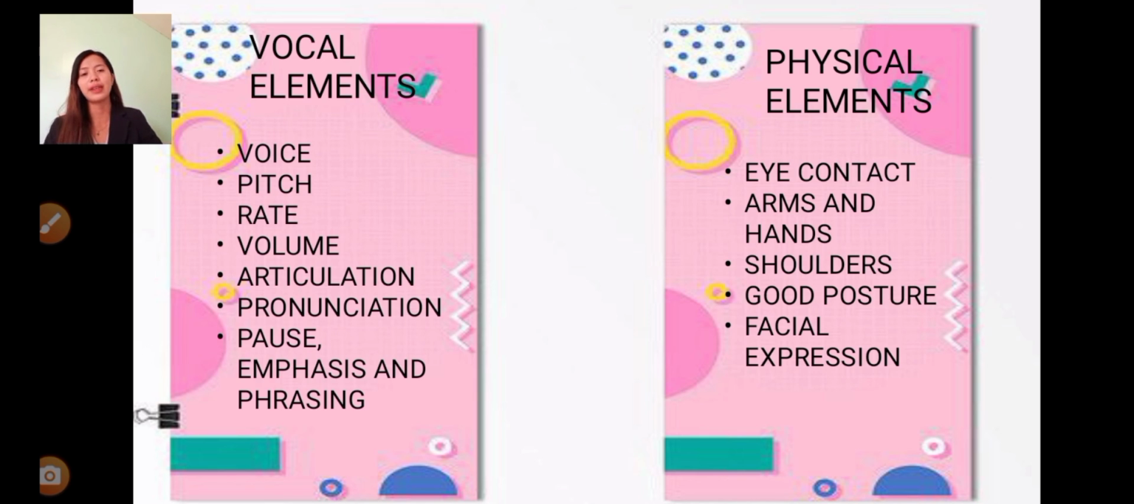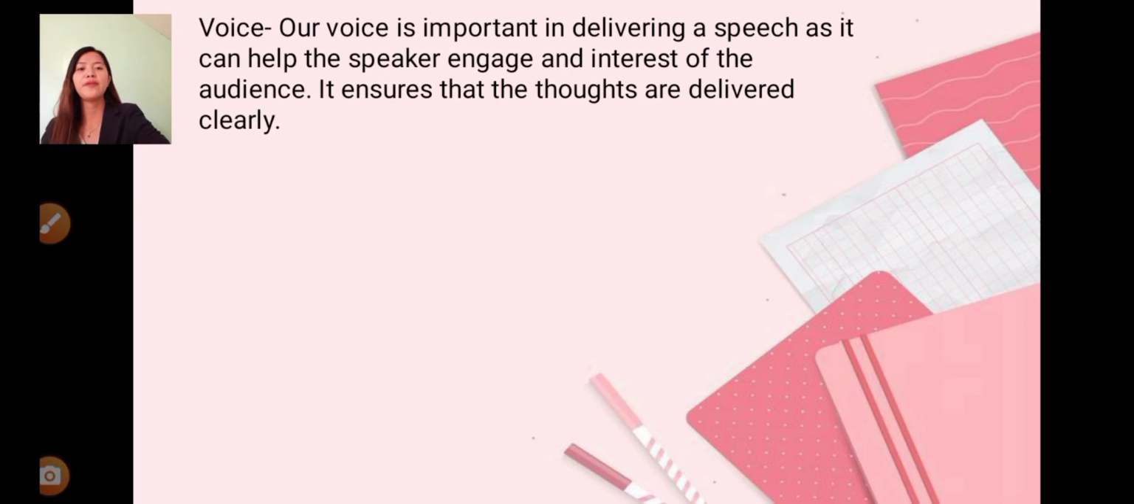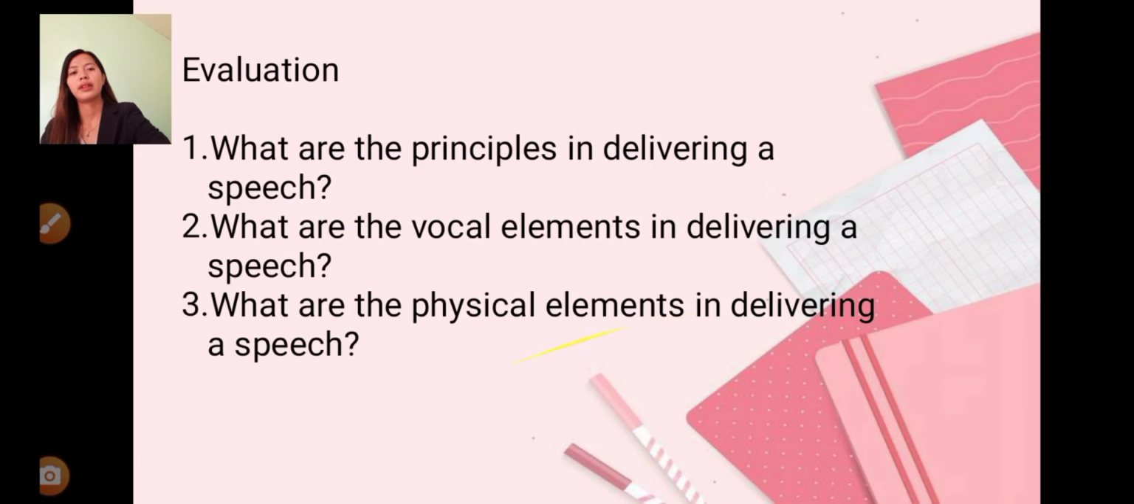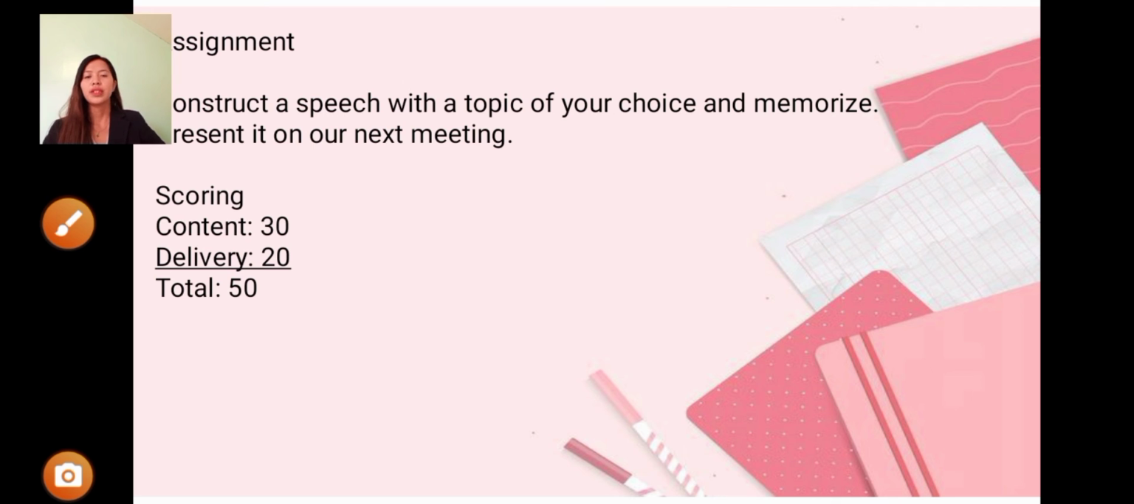So that is the end of our session for today. So I have an assignment for you, class. I want you to construct a speech with a topic of your choice and memorize it and present it on our next meeting. So our scoring will be content 30 and delivery 20. That would be a total of 50 points.